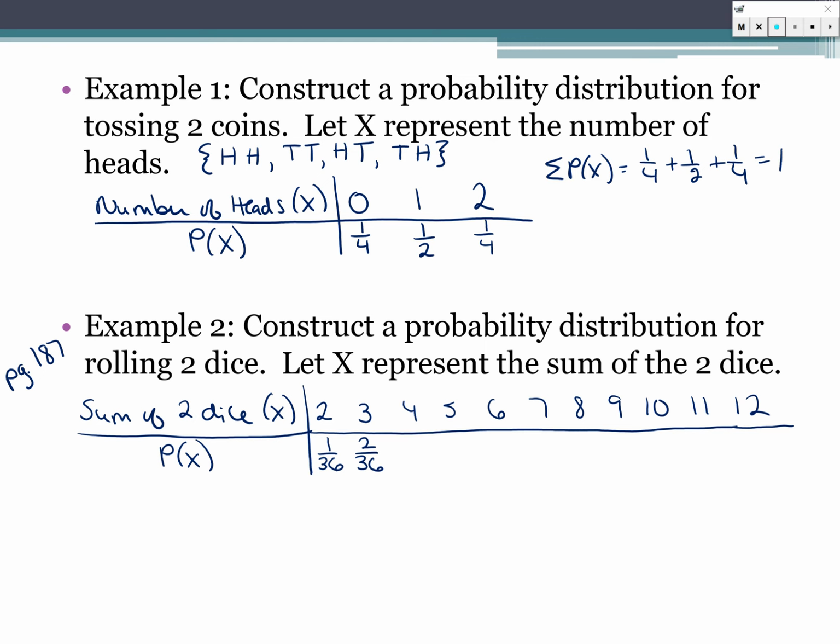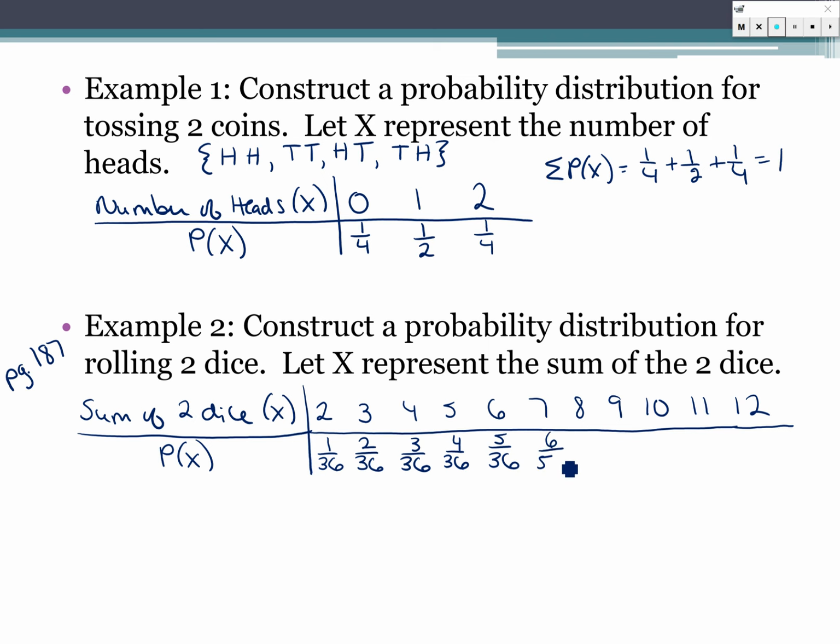Sum of 4, be a 1 and a 3, a 3 and a 1, or the 2 and the 2. So again, we're dealing with the sums. Sum of 5, 4 and 1, 1 and 4, 2 and 3, 3 and 2. For the sum of 6, that happens 5 different ways. Again, if you want to pause and figure these out, you absolutely can.